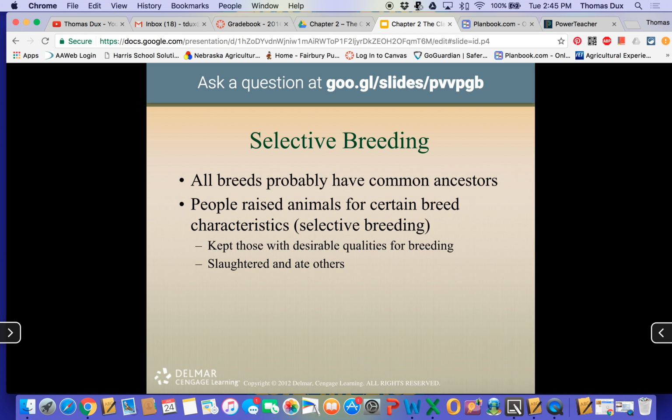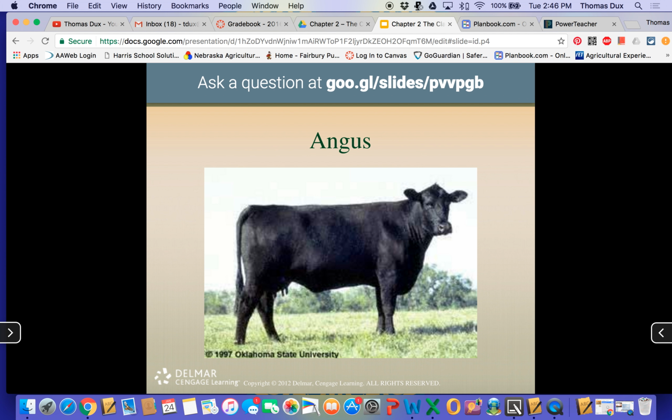And then it all comes down to what you're going to do with those animals. Well, you're probably going to breed them. So you're going to keep those with the desired traits and then get rid of and sell or slaughter the other ones and eat them. So that is selective breeding. Simply that you are selecting for the characteristics that you want.